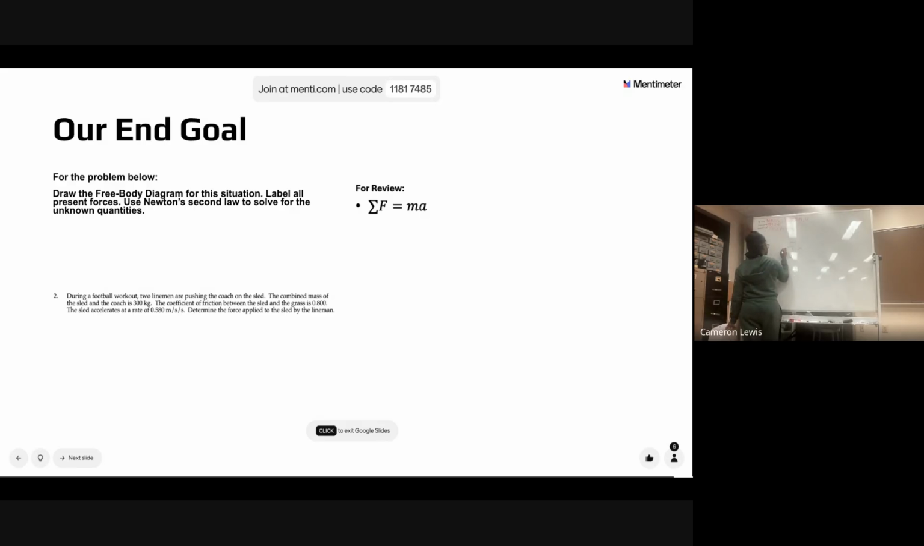Now, would they be equal? You tell me. If they were equal, what would happen to the sled? The forces would be balanced, it would be at rest, not moving. There's no acceleration. But right now, look at what was given to us.